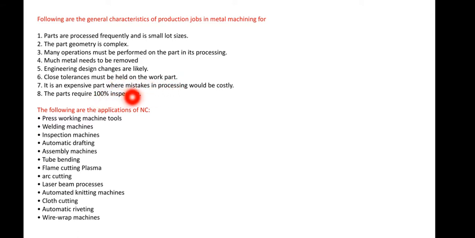It is an expensive part, where mistakes in the process would be costly. These parts require 100% inspection. Applications: press working, welding machines, inspection machines, automatic drafting, assembly machines, tube bending, flame cutting, plasma arc cutting, laser beam processes, automated knitting machines, cloth cutting, automatic riveting, wire wrap machines.